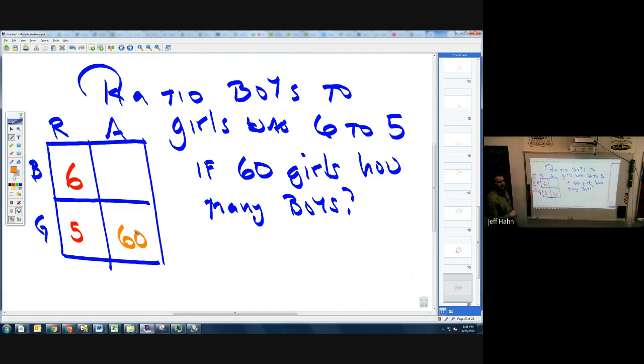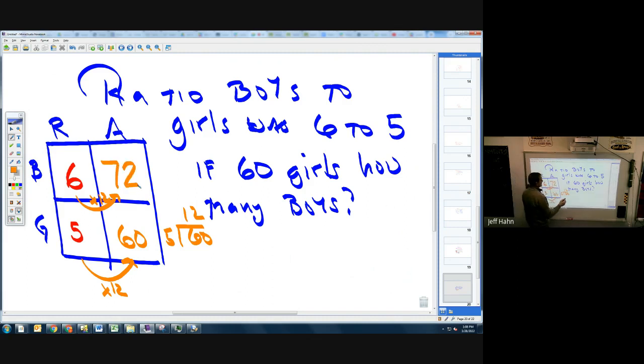You need to figure out what your constant factor is. Now, you may or may not know this. How do you go from 5 to 60? Multiply by 12. If you don't know that, then by all means, you can divide 60 by 5 and get 12. Whatever anything else is, you're going to multiply by 12. 6 times 12 is 72. There would be 72 boys.